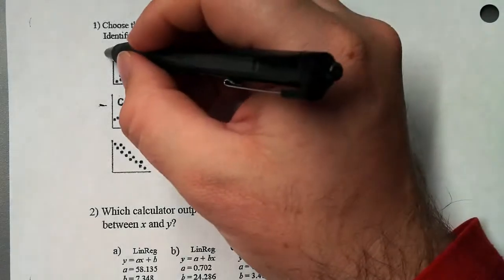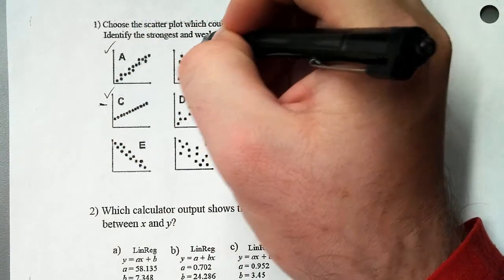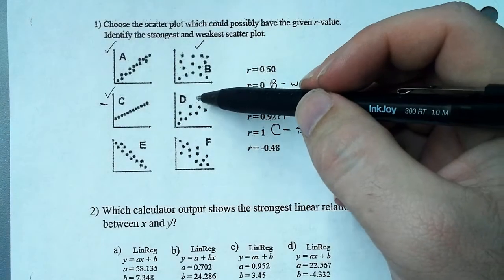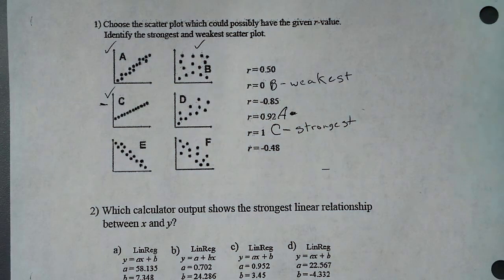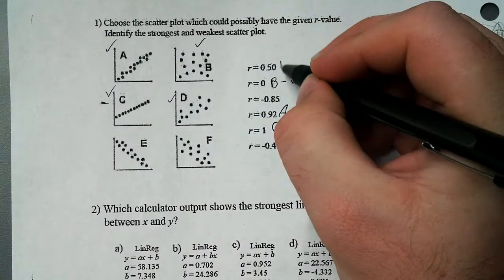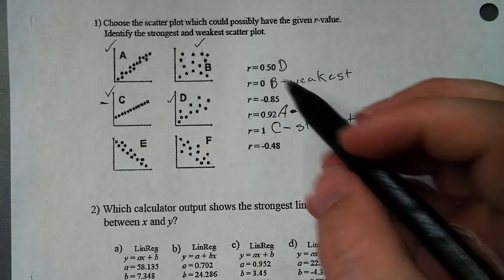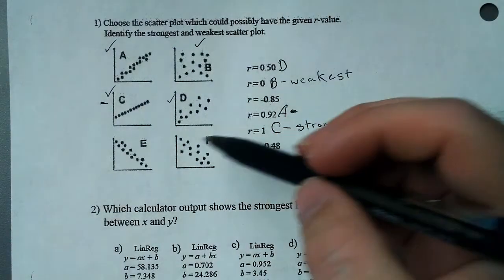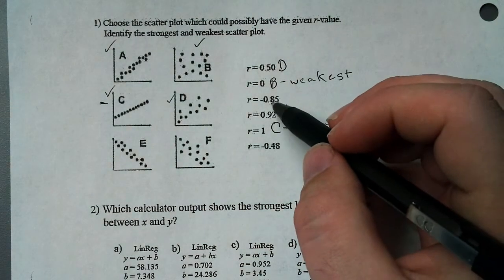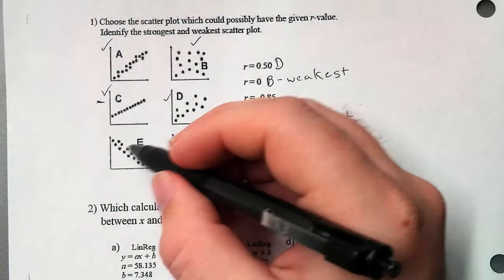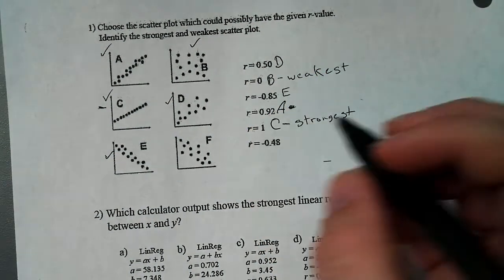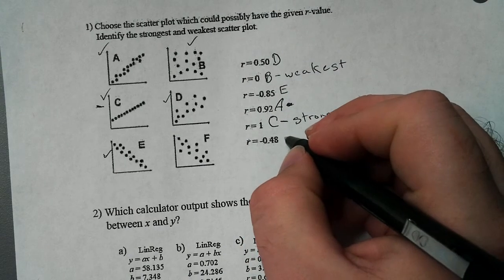Now, we've already used A, C, and B. So now let's look at D. This one's also positive, but it looks pretty weak, so it's going to be less than 0.5, or you know what, right there at 0.5, that makes sense, because that's the only positive. Now these two we've got negative. One is at negative 0.85, one's at negative 0.48. At 0.85, that's closer to negative 1, so that's going to be the stronger. That's got to be E, and so negative 0.48 has got to be F.